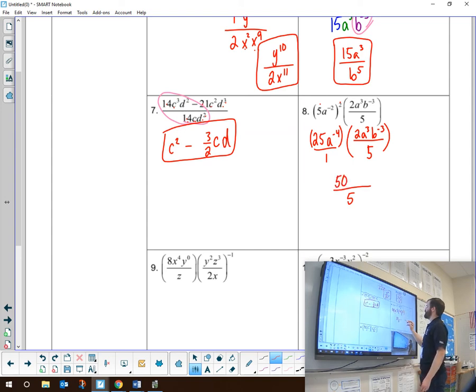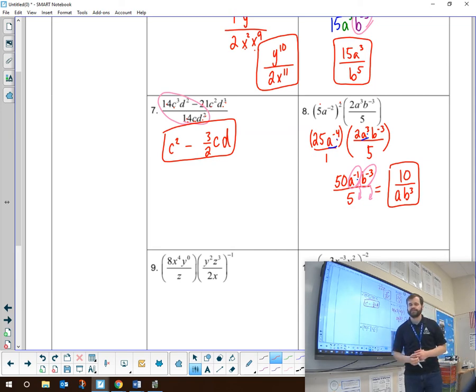A to the negative 4 times a cubed is going to be a to the negative 1, because negative 4 plus 3, right? Negative 4 plus 3 is negative 1. And then I'm going to have a b to the negative 3 doesn't have anything to multiply to, so it's just going to stay the same, b to the negative 3. Then we can simplify. 50 divided by 5 is 10. But this a to the negative 1 and this b to the negative 3, both of these guys need to go to the bottom. So we're going to have a times b cubed on bottom of my simplified solution.